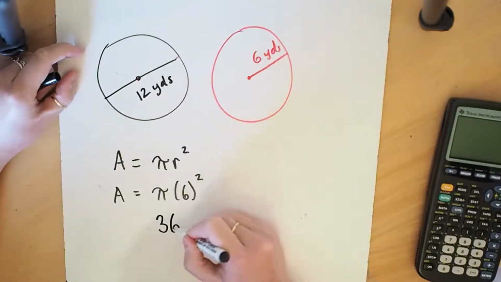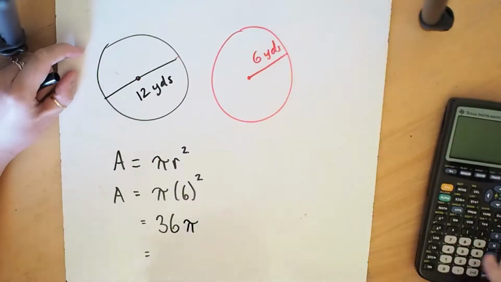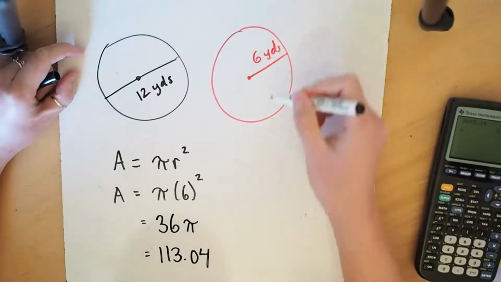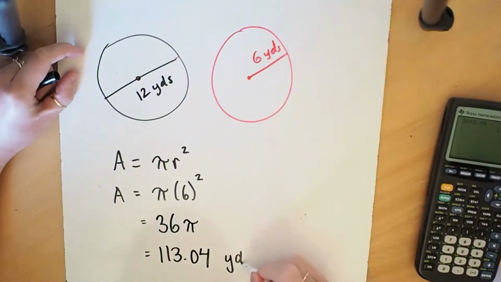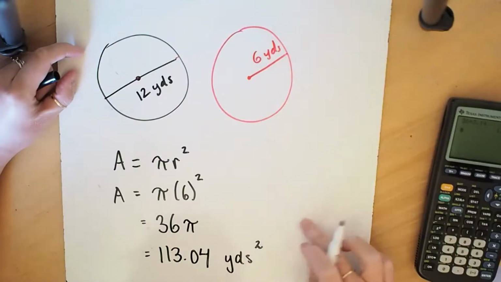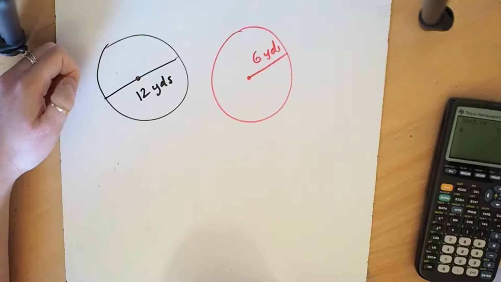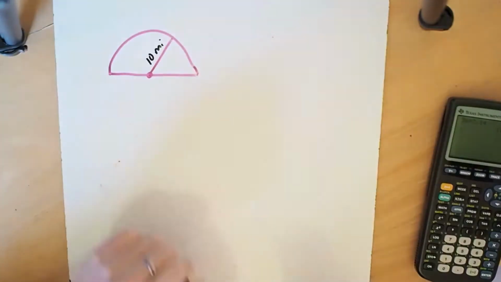And I'll get 36 times pi, or when I plug that into my calculator, I'll get 113.04, and my units are yards. Yards squared because it's an area. So if you're given a circle that has a diameter, you must make sure to find the radius before you find the area.